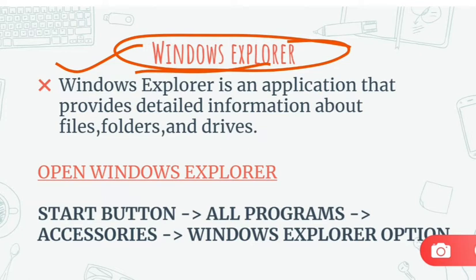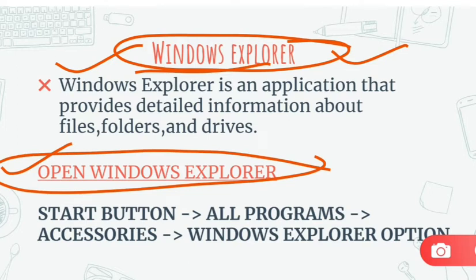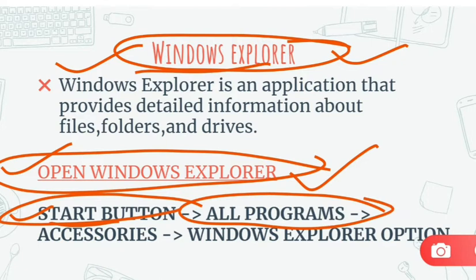Now we have understood what Windows Explorer is. So now we have to know how we can open this Windows Explorer. For opening this Windows Explorer, what do we have to do? We have to click on the start button. It appears on the taskbar in the left corner of the taskbar. In the start button you will again find All Programs, because you know that in All Programs you will find all the installed programs in our computer.